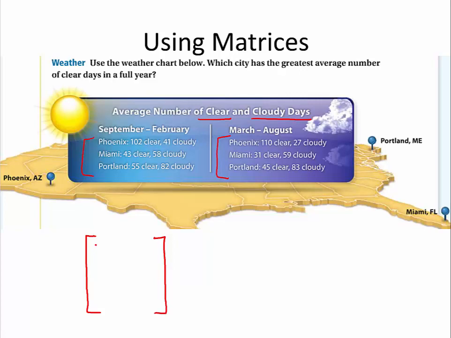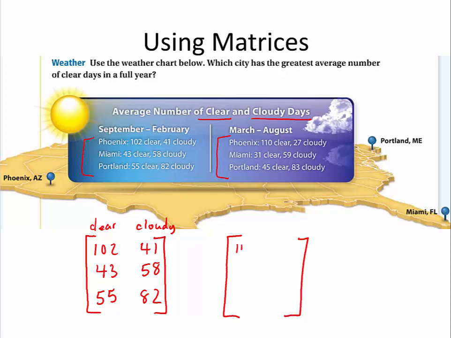So for Phoenix, we have 102 and 41. For Miami, we have 43 and 58. For Portland, 55 and 82. So if we write down which one means what, this one is the clear and this one's the cloudy. And we're arranging it in a matrix in order to compare it to the other season. So make your other matrix.